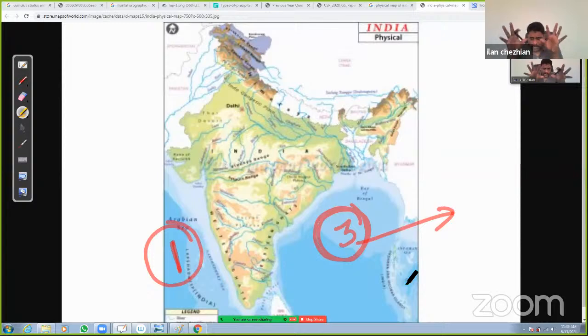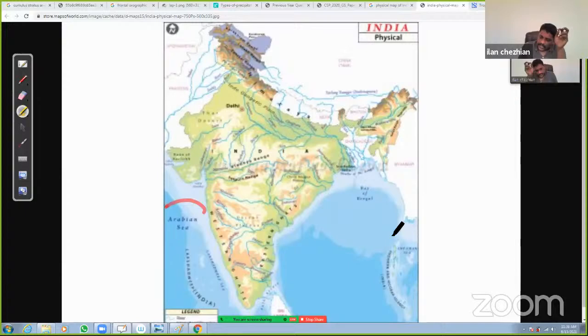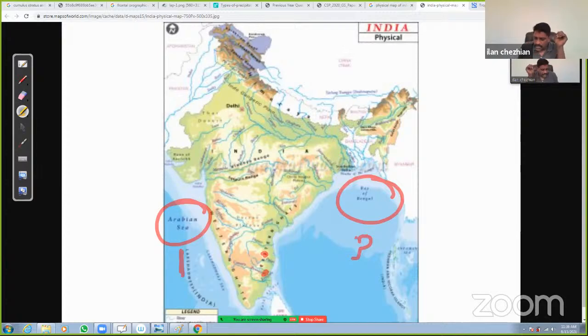So the number of cyclones will be more in the Bay of Bengal. This is fact number 1. The ratio between the Arabian Sea and the Bay of Bengal, as I said, is 1:3. See, if your book says 1:2, I don't mind. But actually speaking, it is close to 1:3, my friend.